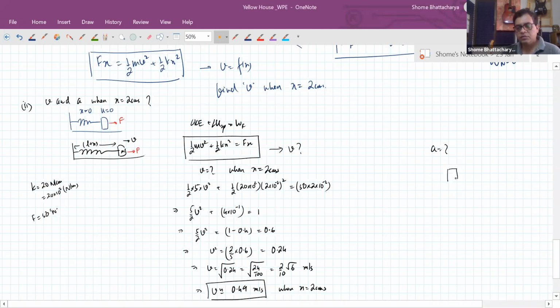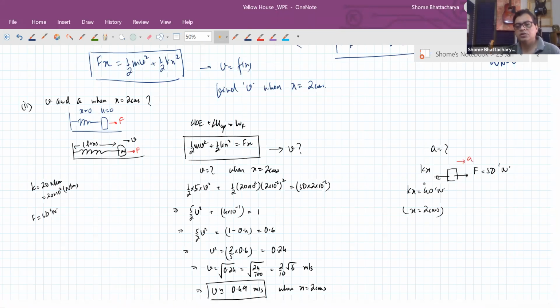So at this moment, the force of 50 newtons, which is acting, and the spring force Kx. So this Kx is equal to 40 newtons because we are taking x is equal to 2 centimeters. Okay. So this combination will mean that the acceleration of the block is in this direction. So F minus Kx will become ma. So the acceleration will be 2 meters per second square along the direction of F.